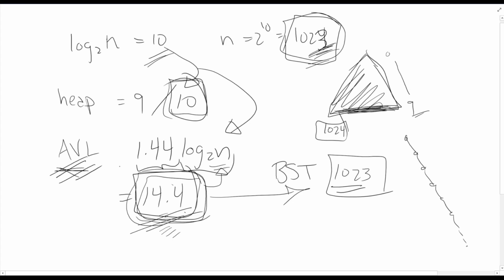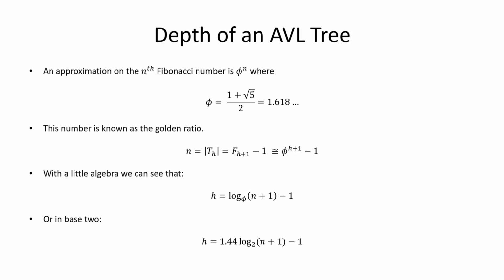So how does 14.4 compare to 1,023? Really good. That sounds really good. How does it compare to 10? Looks almost the same as 10 compared to 1023. They're very close. Okay, and indeed that's the case. Our AVL tree does have this nice performance. It maintains this logarithmic runtime, and so we feel it's efficient in the performance of its operations.